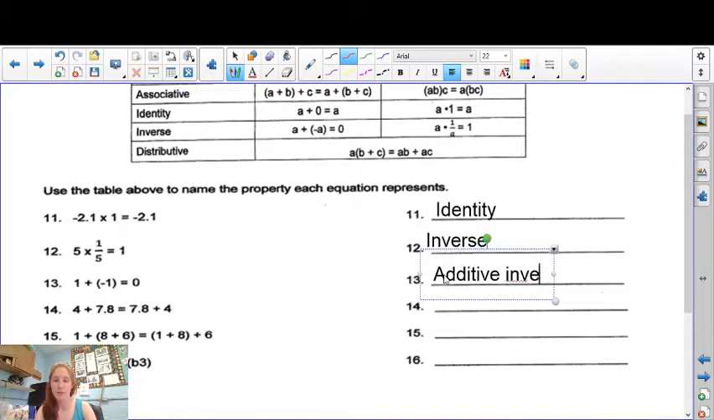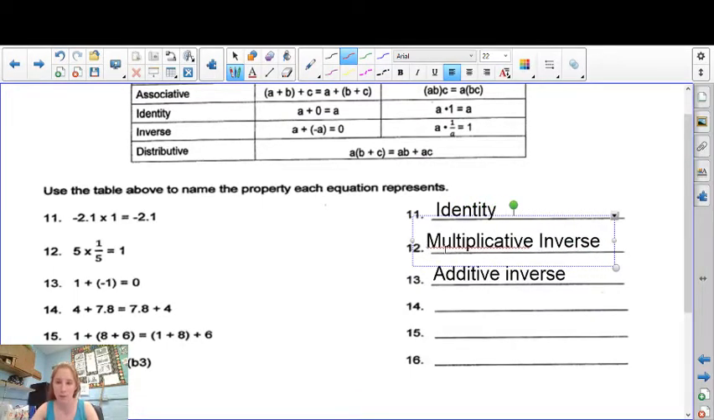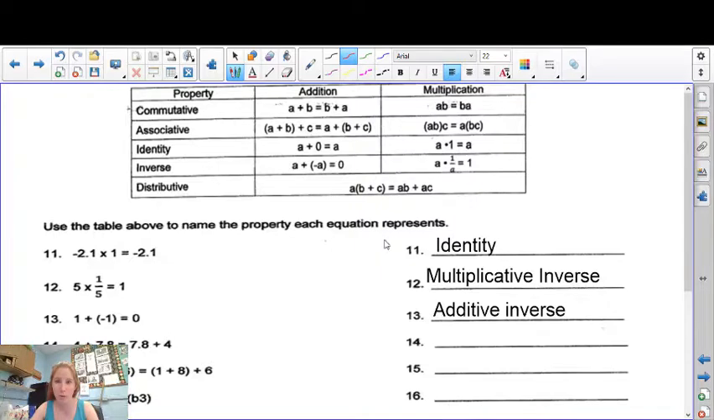inverse. And I believe that they want the word multiplicative or additive. So these first two need to be multiplicative. And it doesn't like the word multiplicative, which means it's a variation of multiplication.